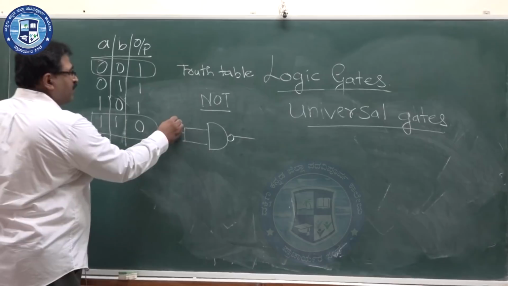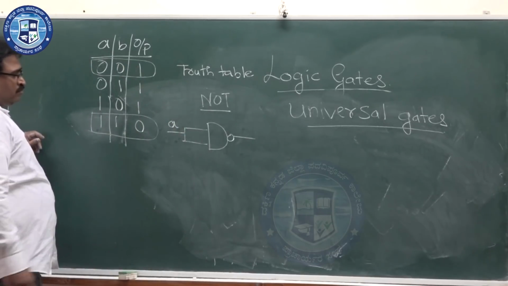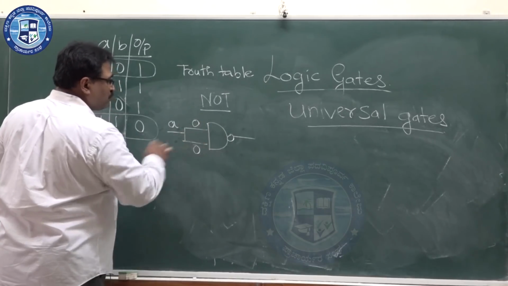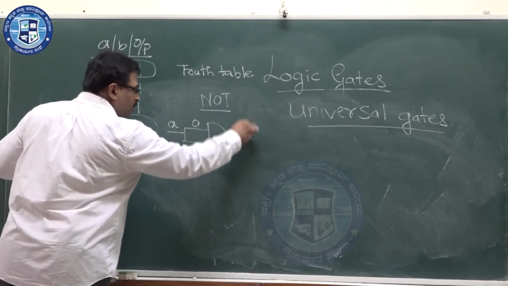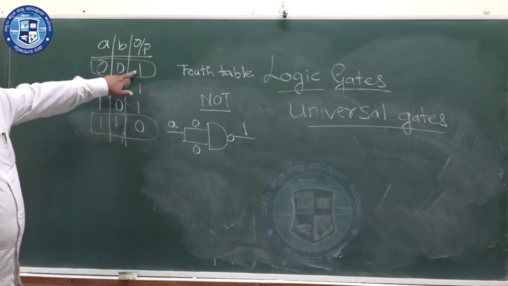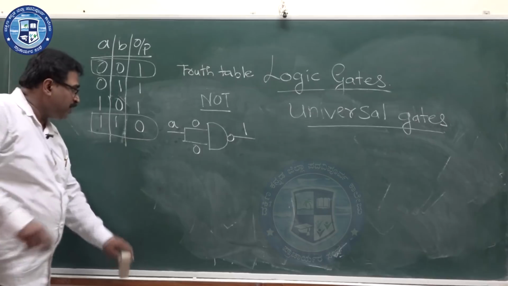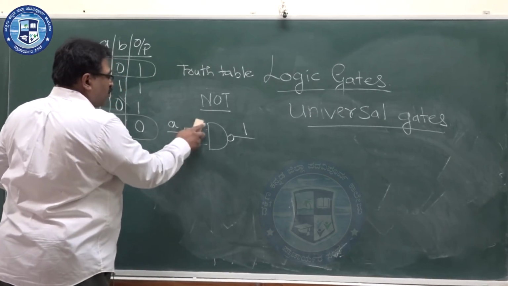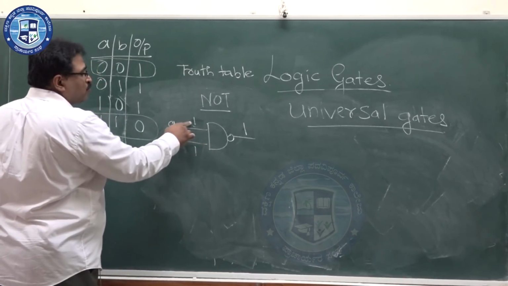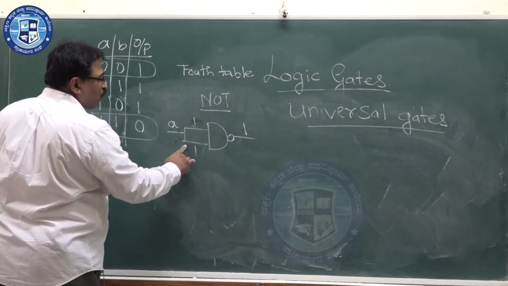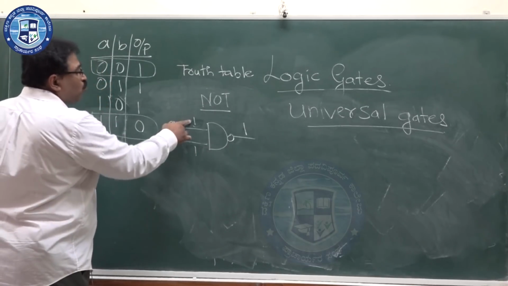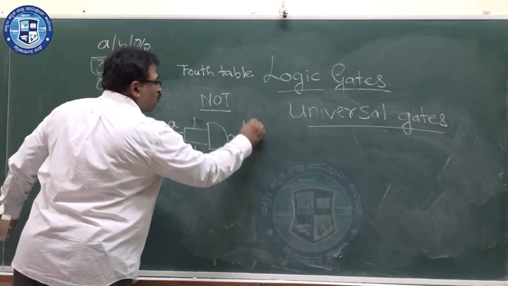Now if I say this is A, it means I am going to give 2 inputs 0, 0. So what will be the output? 1, because it says that if both the inputs are 0, the output is 1. In my second case, if A is 1, so what will be the input over here? 1. So it means 1 and 1, what should be the output?